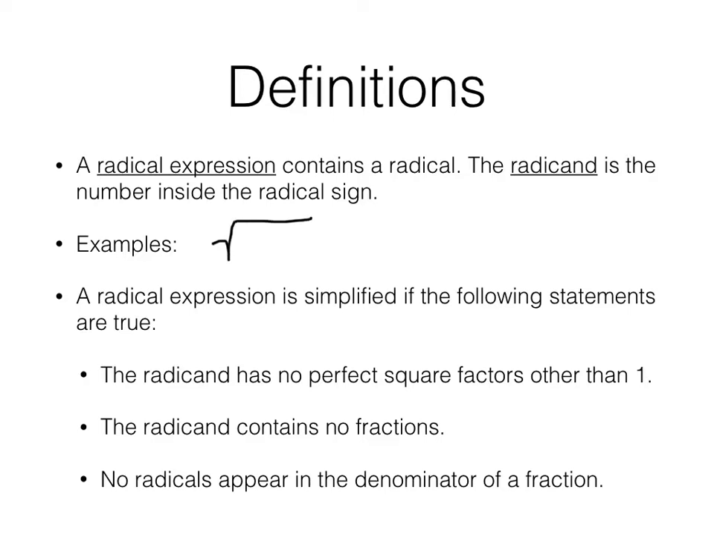Square root of 25. Square root of 33. Square root of 24x cubed. These are all examples of radical expressions. Now, whether or not it's simplified is a totally different issue. There are three steps or three rules to simplifying radicals. First of all, the radicand has to have no perfect square factors other than 1. So square root of 25 is not simplified.